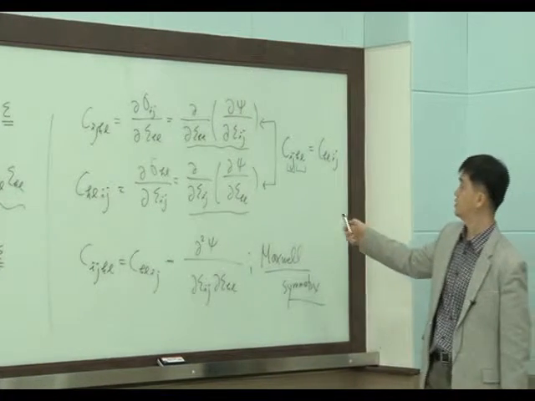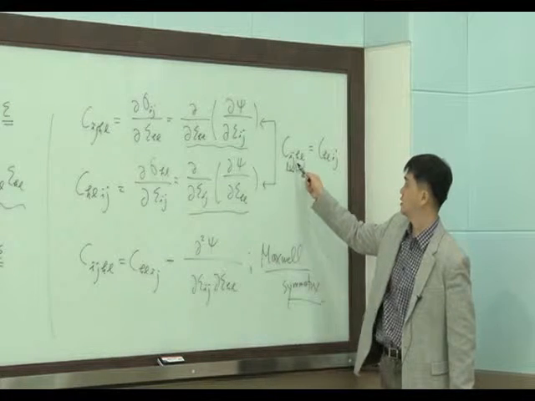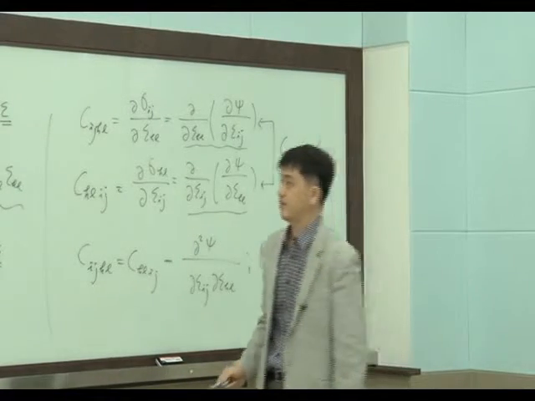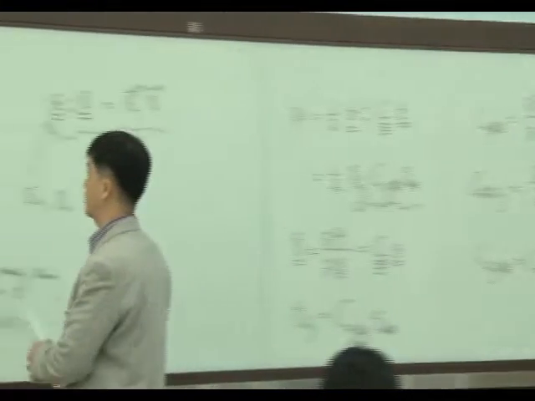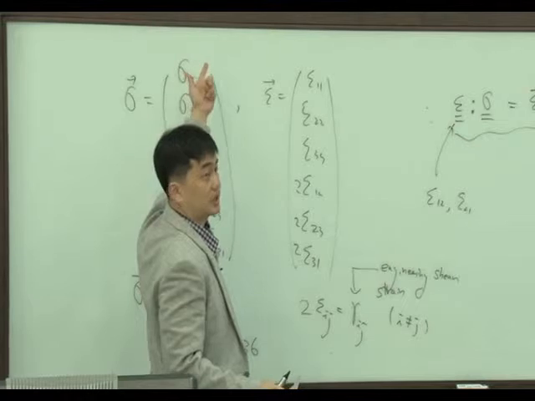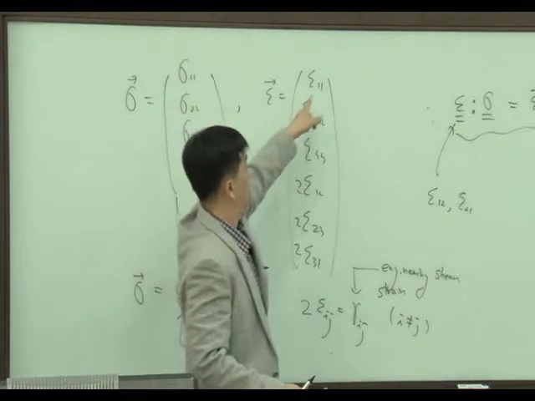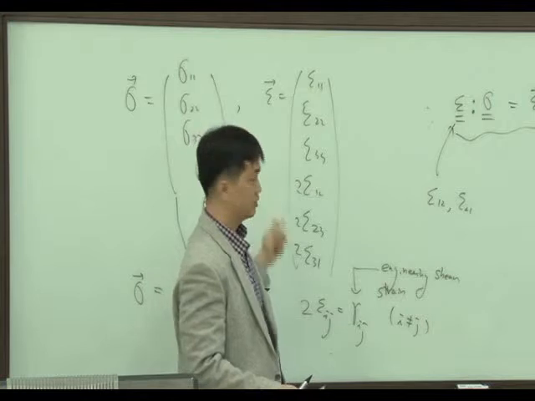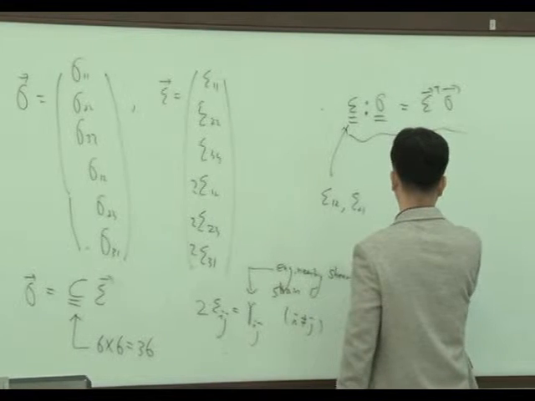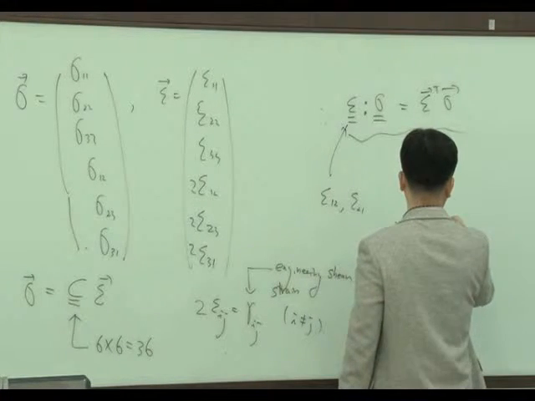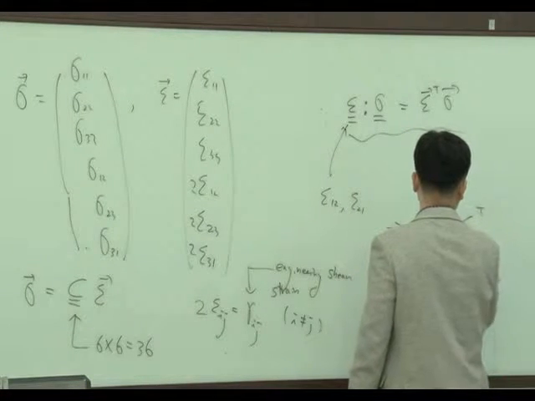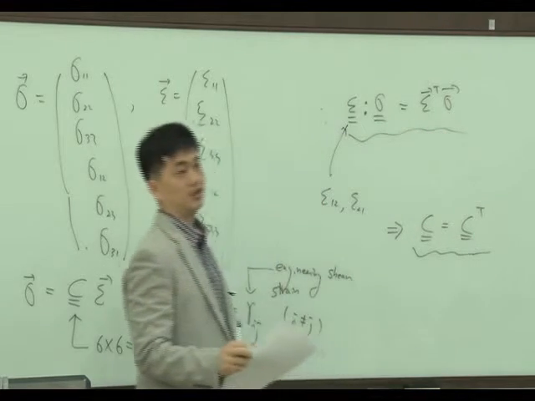In the second order tensor form, the first ij becomes this one and the second kl becomes the other, right? So it means the material matrix C is symmetric. C equals C transpose. Symmetric.